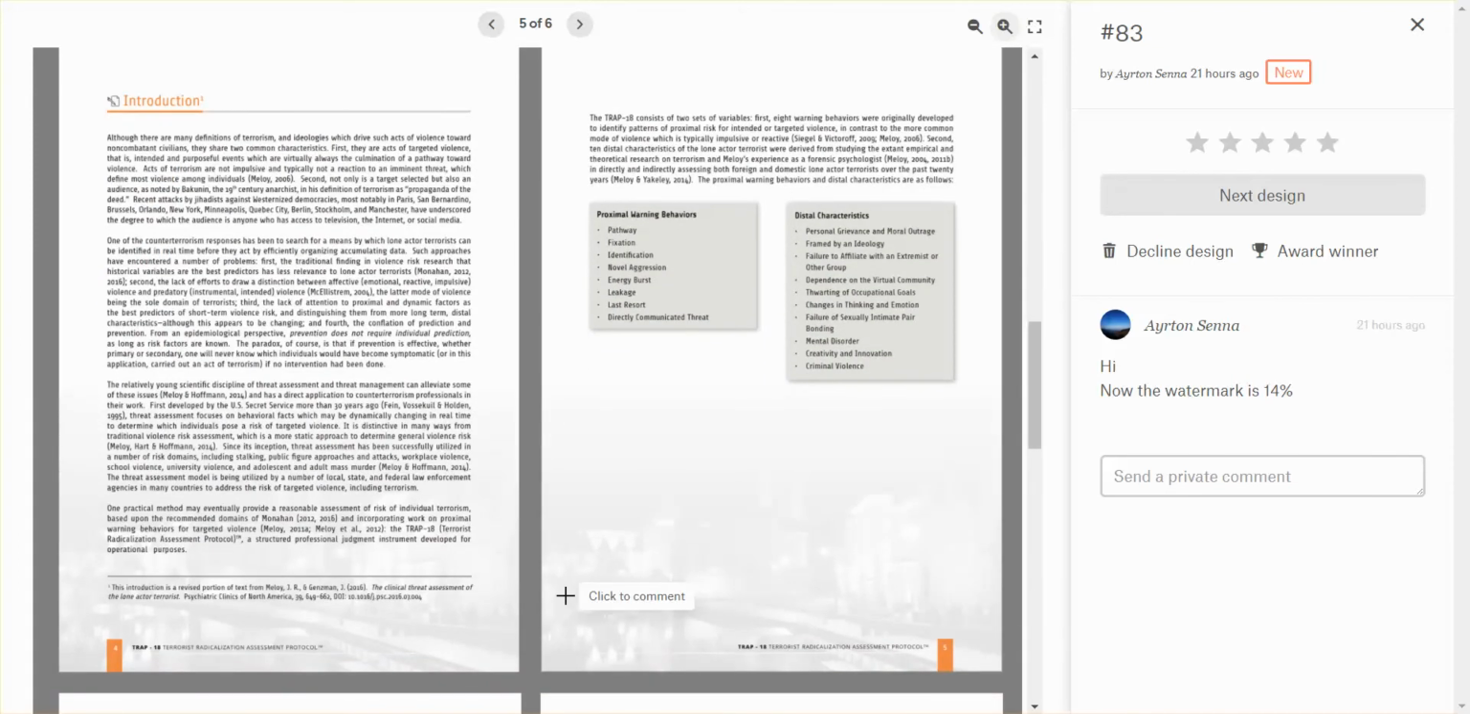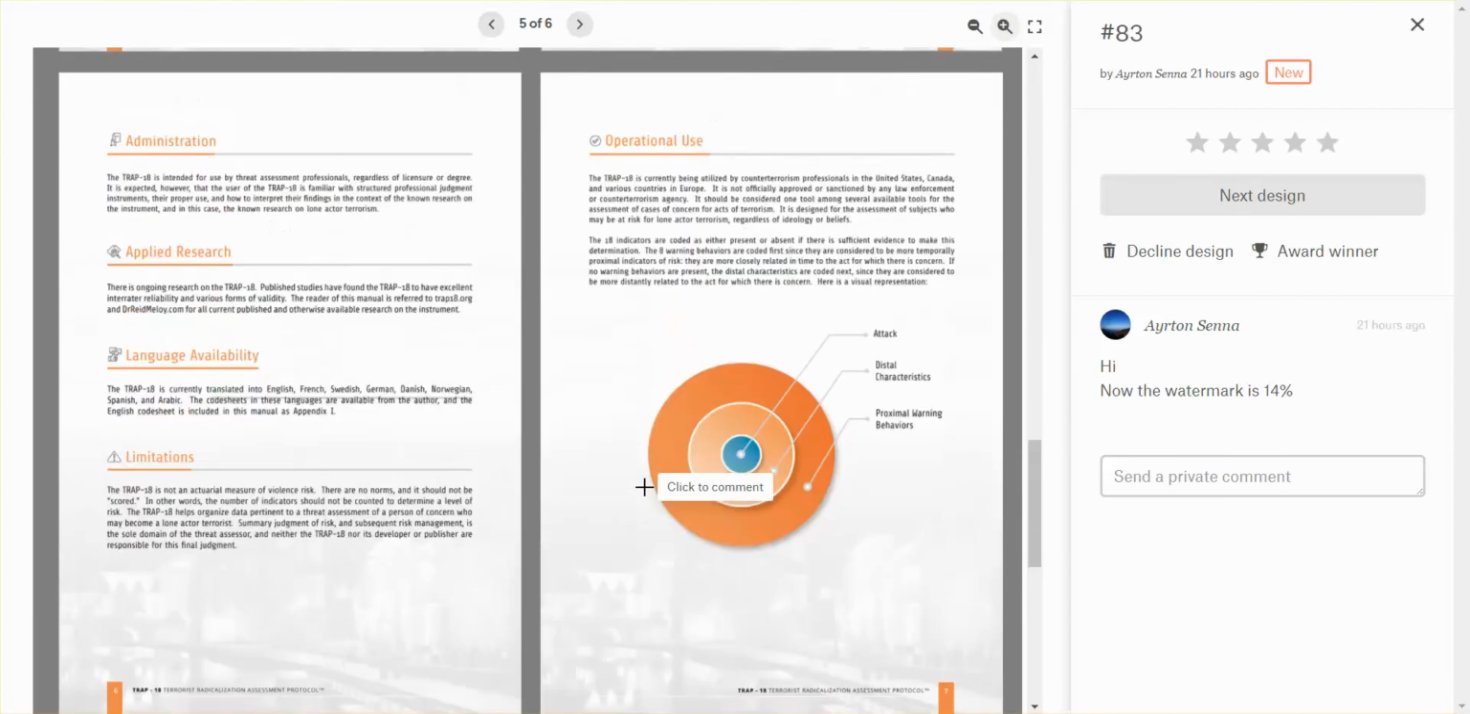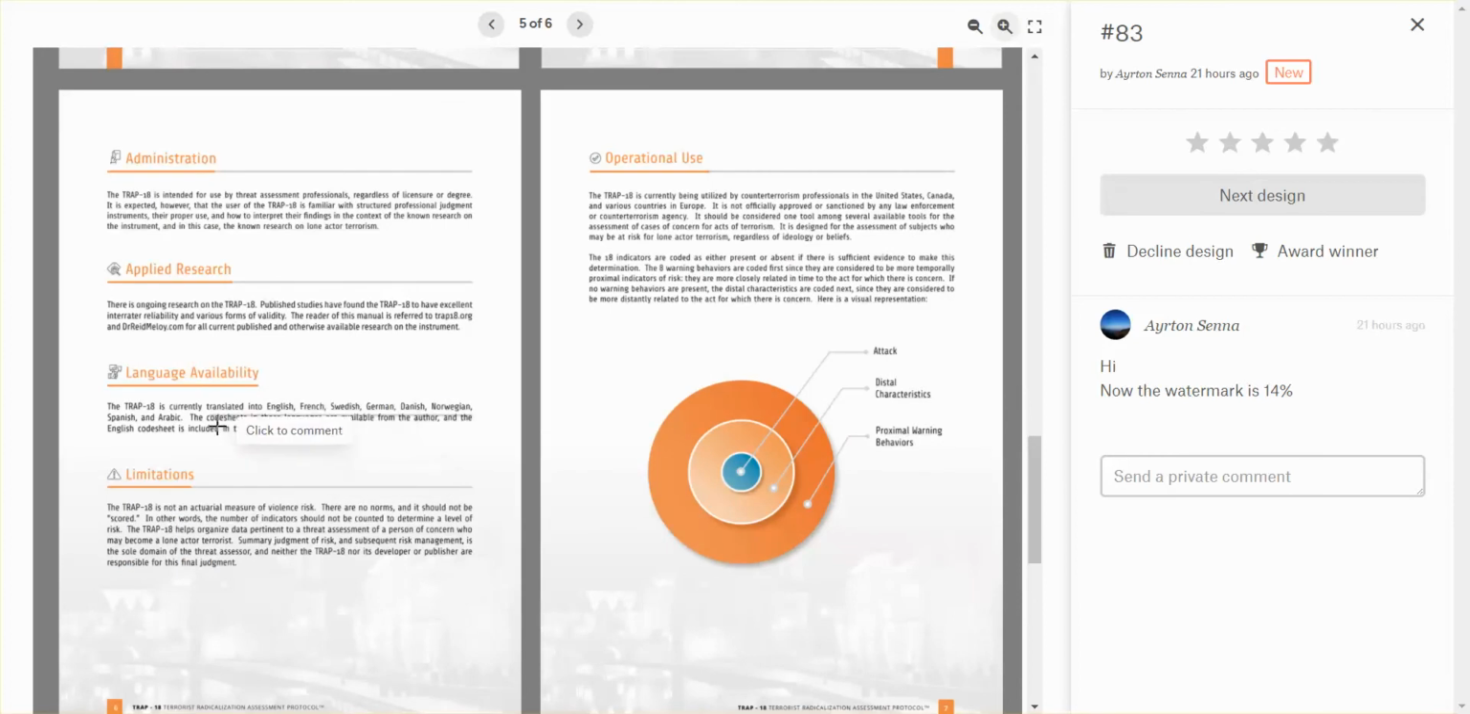Introduction. Nice job on these. Okay, something's going on with this line here, so we need to line it up just like here and here, but the spacing is fine.